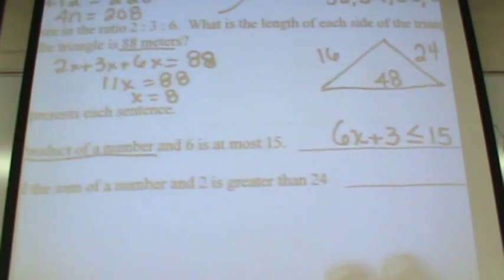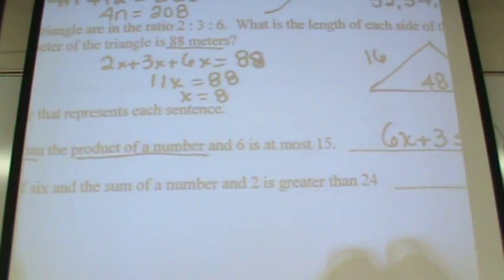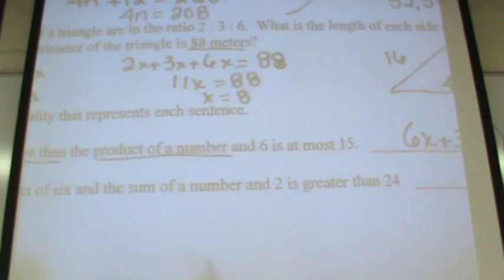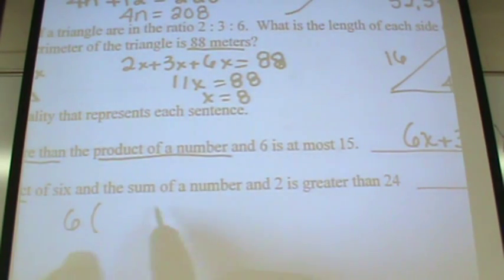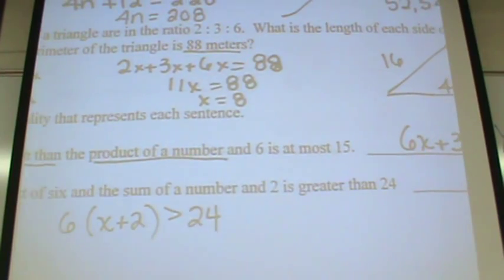And the product of 6 and the sum of a number and 2. So we're multiplying the product of 6 and the sum of a number and 2. So 6 times x plus 2 is greater than 24. Next.